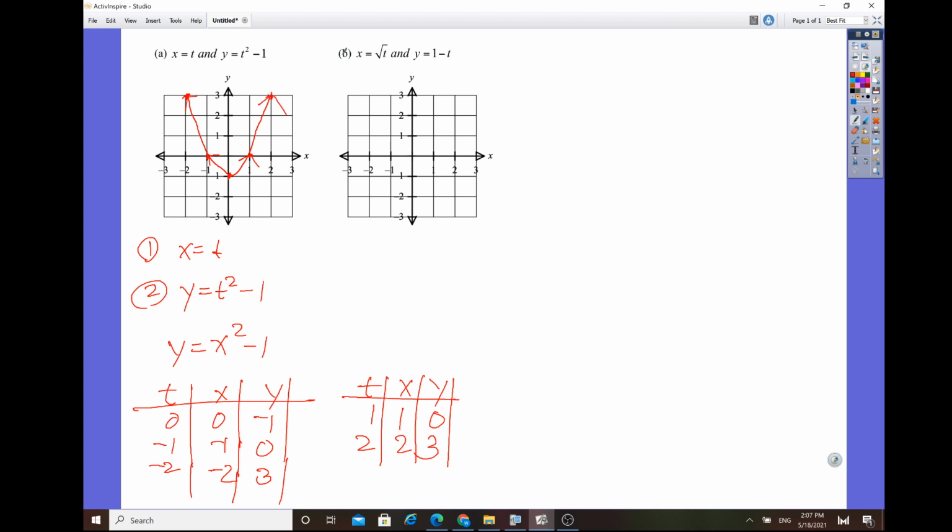And what about for b? Quite similar, but before you do that, you want to square both sides to get rid of the radical. So that means x squared equals t. So put that into the second equation, y equals 1 minus t, so 1 minus x squared. So it's another quadratic parabola. Rewrite it: y equals -x squared plus 1. So the vertex is 0, 1 with the x-intercepts -1, 0 and 1, 0. And then at -2, it's 3, -3, and positive 2, 3, -3.